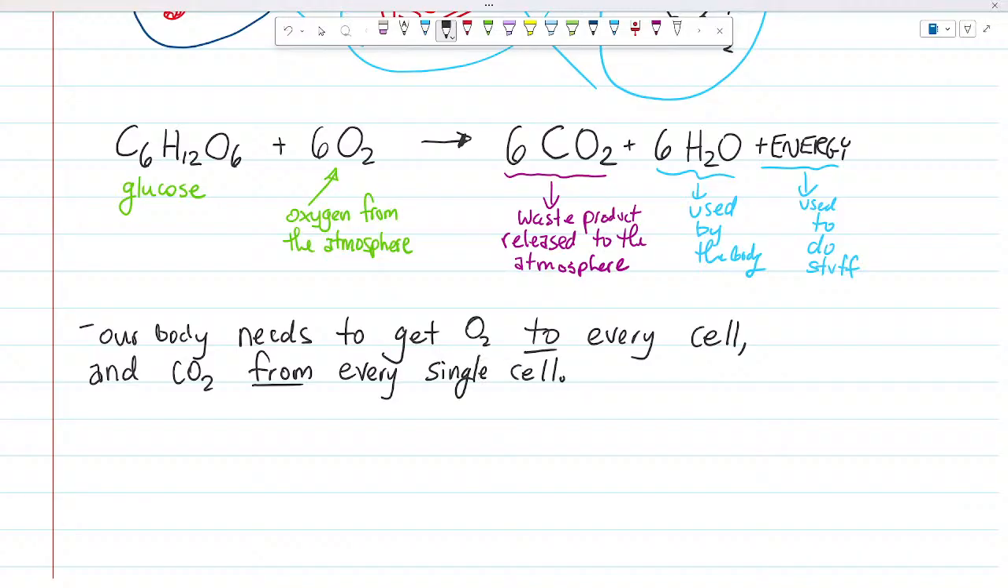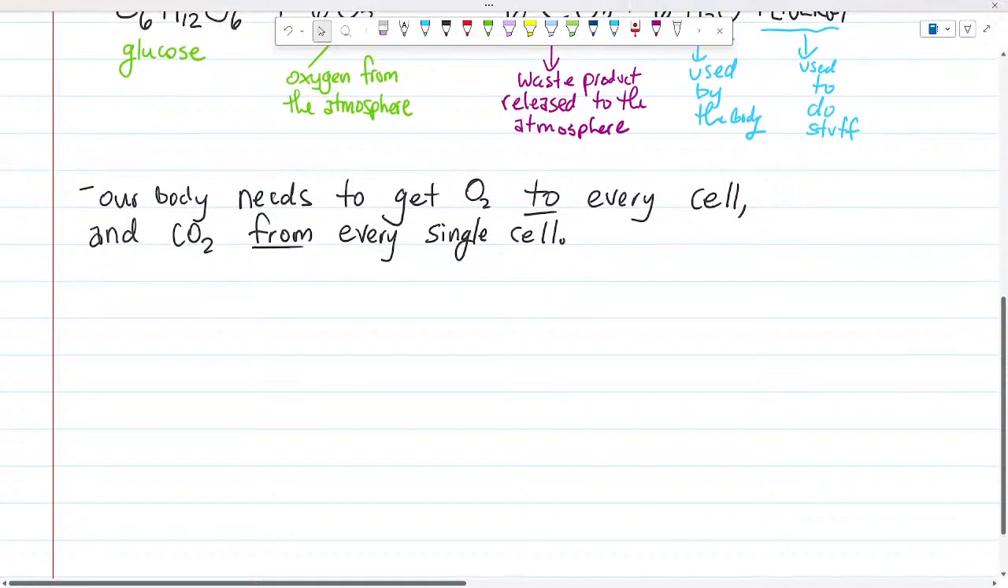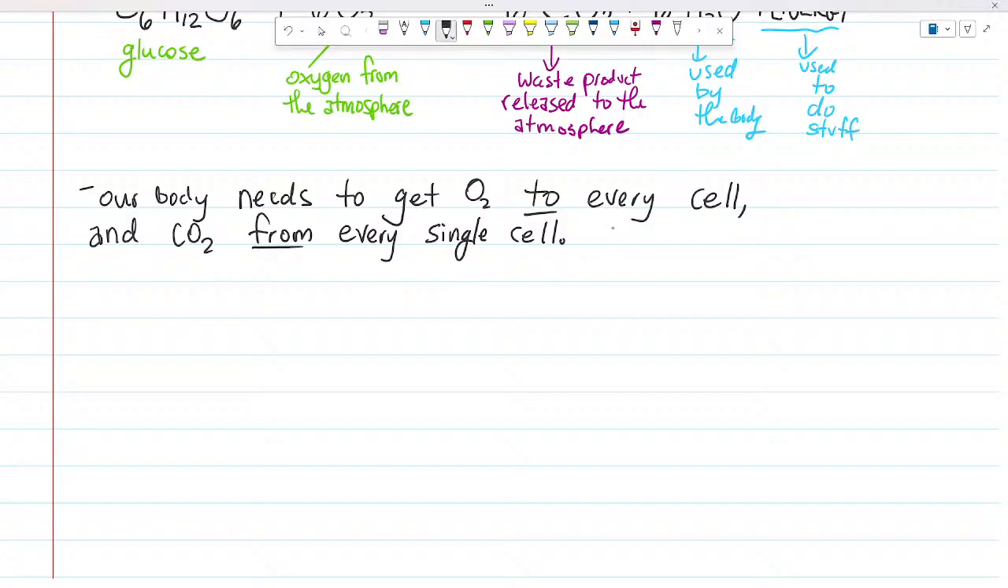So every cell in your body needs to get oxygen, and every cell in your body needs to get rid of CO2. And you have a lot of cells, hundreds of billions of cells all over your body. Every one of them is going to need oxygen, and every one of them is going to need you to get rid of CO2. And if that cell doesn't get oxygen, it'll die. And if that cell doesn't get rid of its CO2, it'll die. So that has to happen constantly. I'm going to add the word constantly here.